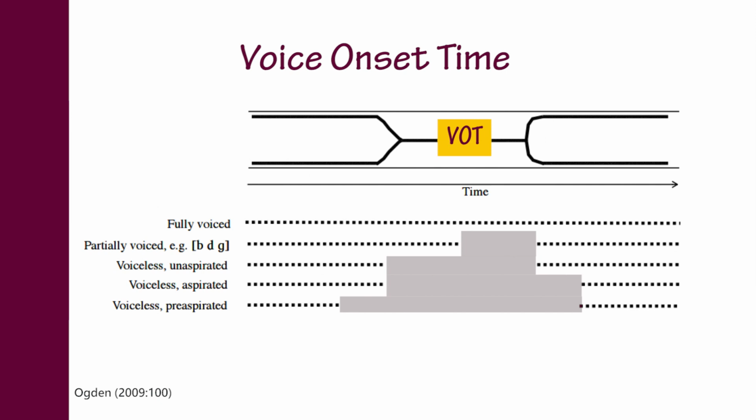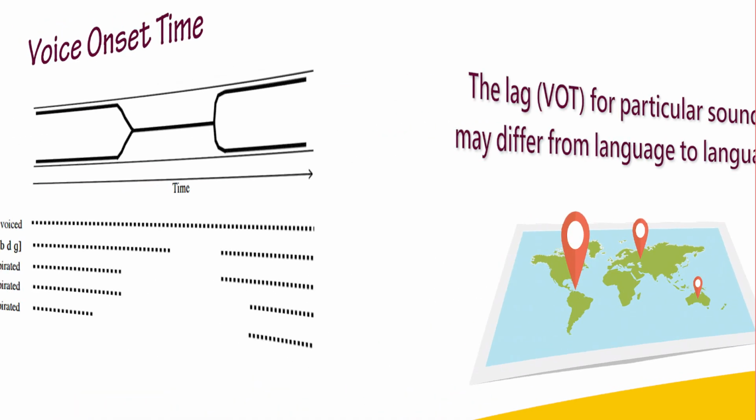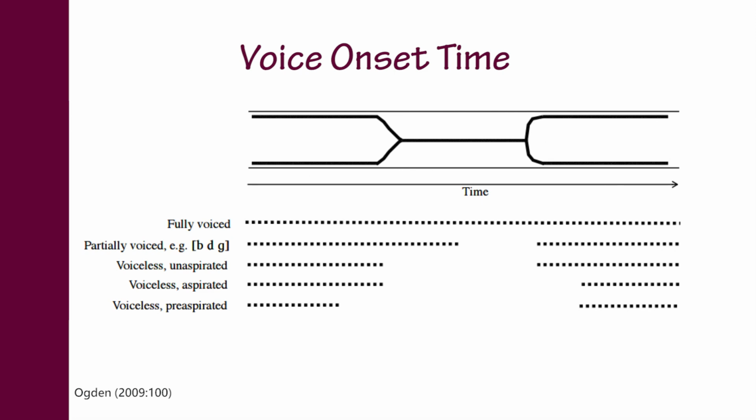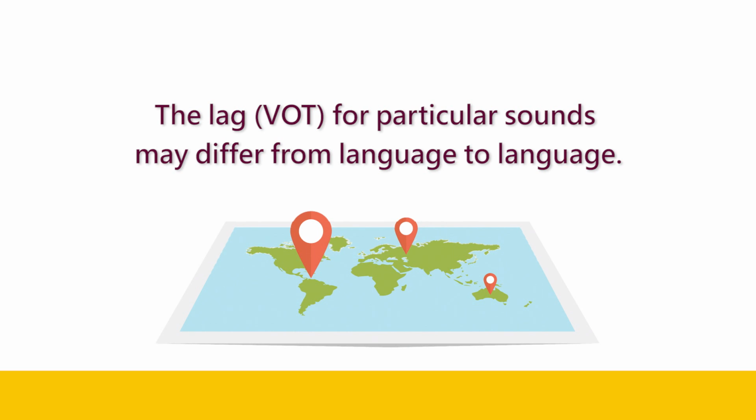Basically, the VOT is the lag or the gap, and the gap for the same sound segment differs from language to language. For example, in English, this might be the case. There might be languages in which the voice onset time is longer for the same sound. That's why you would hear the same sound segment being pronounced differently by speakers of different languages. Voice onset time is something that determines how that sound may be pronounced.